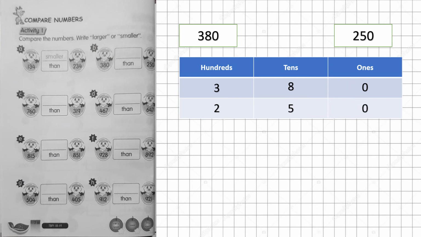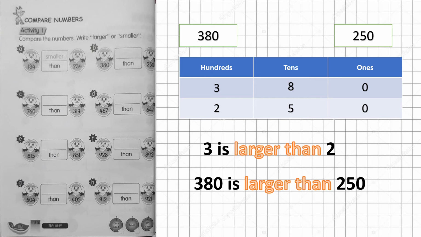Okay, look at first column, 100 column. 3 and 2. So 3 is larger or smaller? Of course, larger. 3 lagi besar daripada 2. Okay, so kita dah dapat jawapan ke belum? Yes, we already have the answer. And the answer is 380 is larger than 250. Okay? Betul tak jawapan? Pandai. I know my student is very clever and I know you will understand what I'm saying.